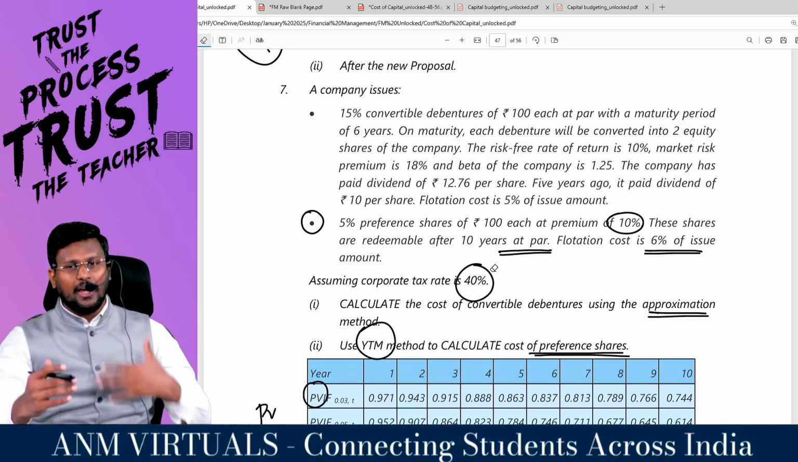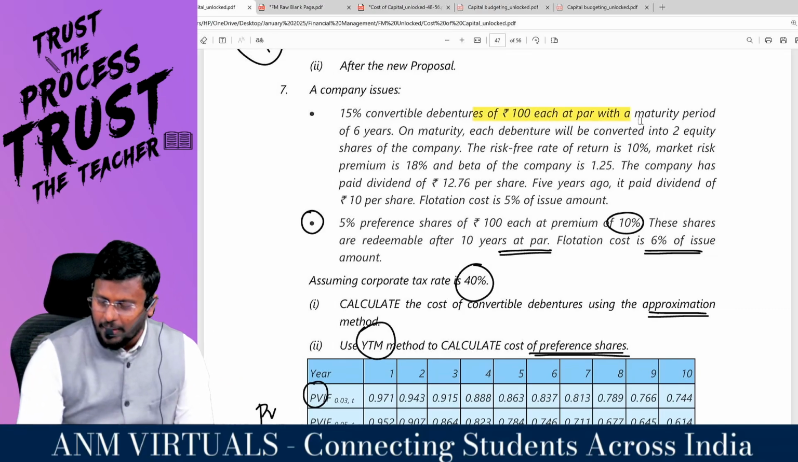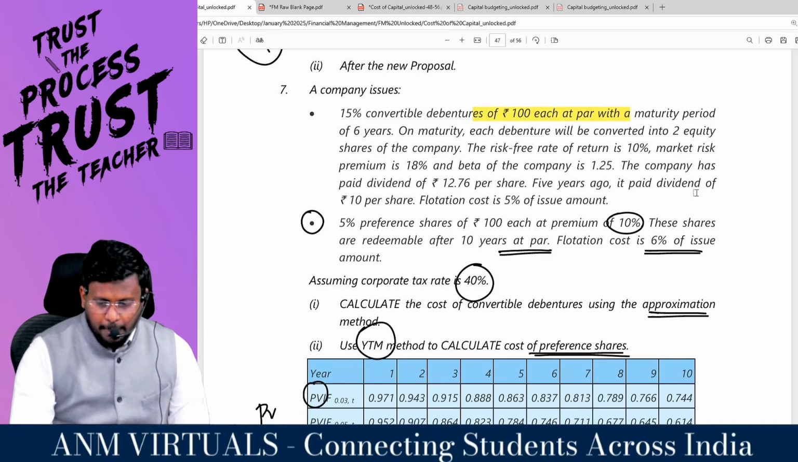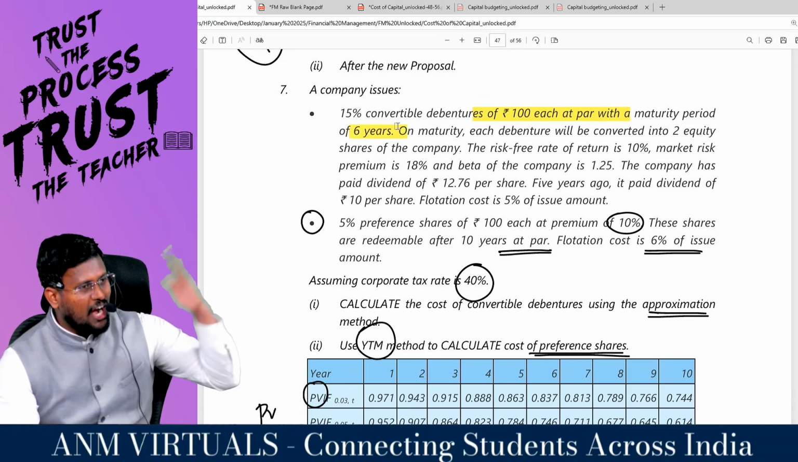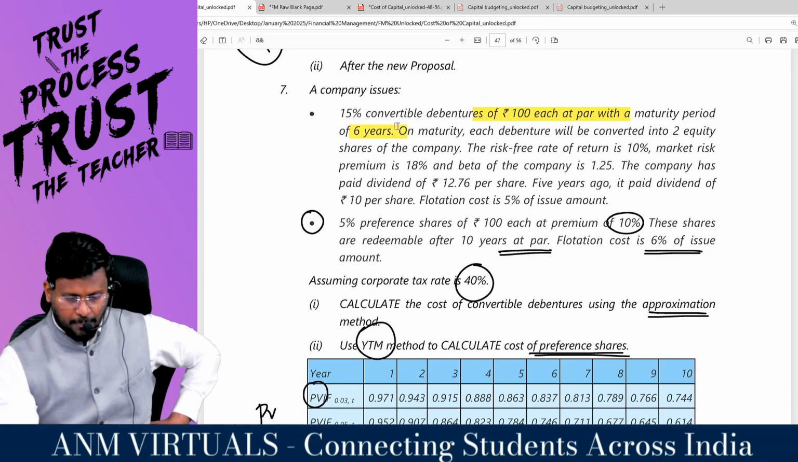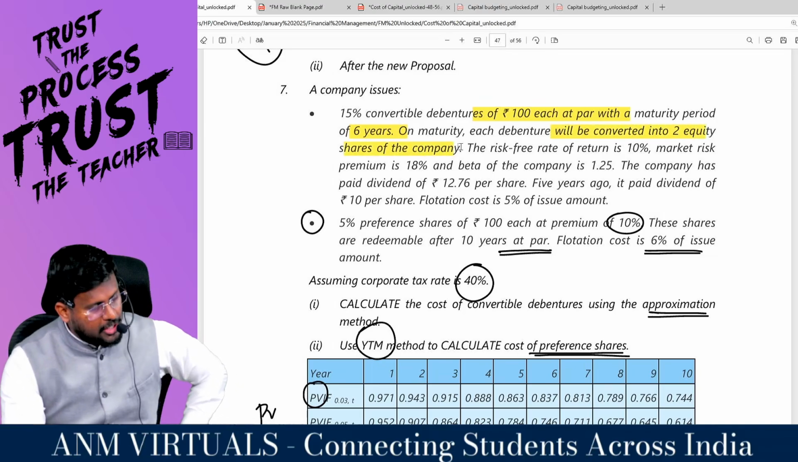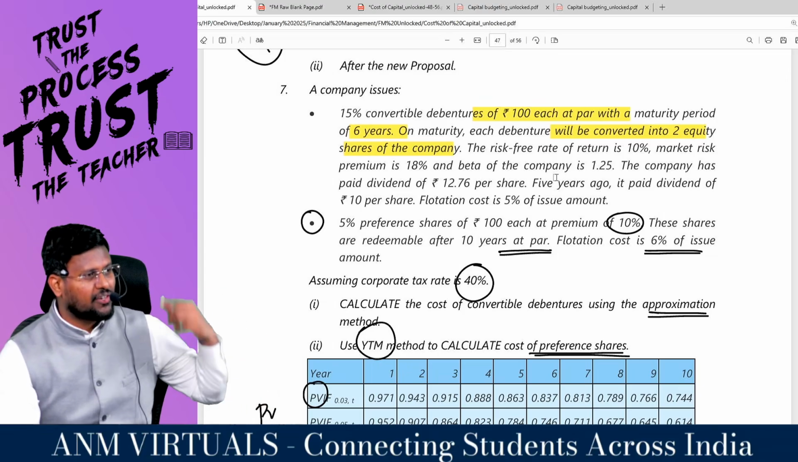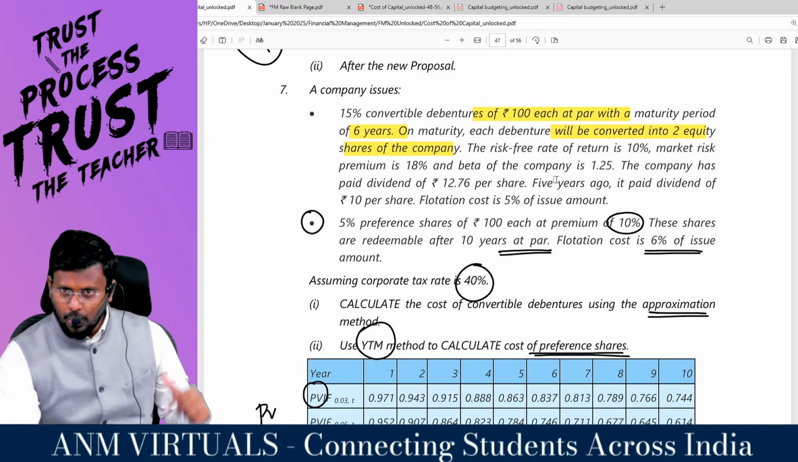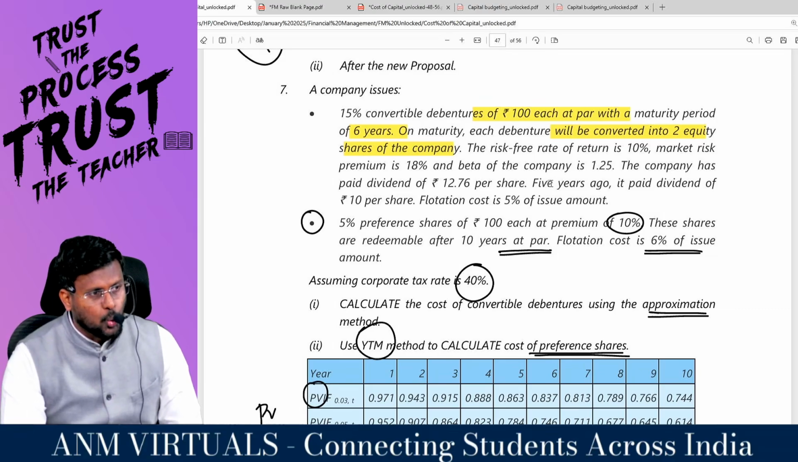15% convertible debenture. Okay, they are going to convert the debenture. Of rupees, how much each? 100 each. At par. With a maturity period of how many years? So after 6 years, I am going to redeem the debenture. On maturity, each debenture will be converted into 2 equity shares of the company. So I want to know what is the market price of the equity share after the 6 years. For 1 share, if you multiply by 2, you will get the total redemption value of the debenture.